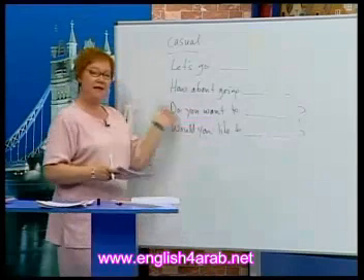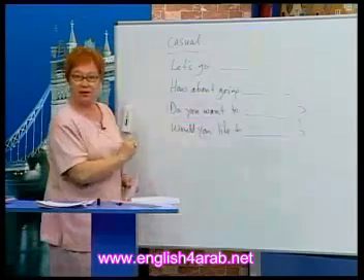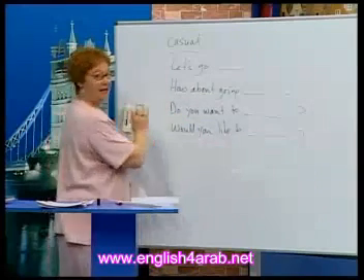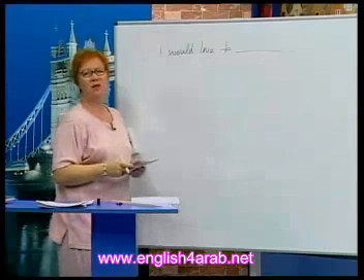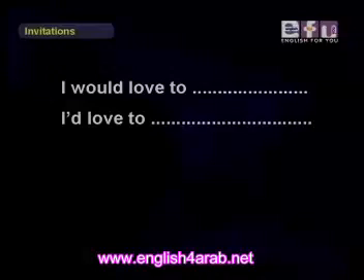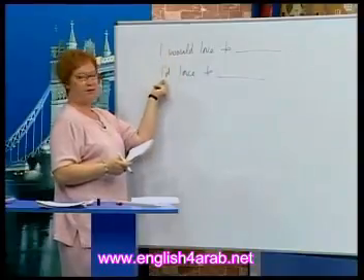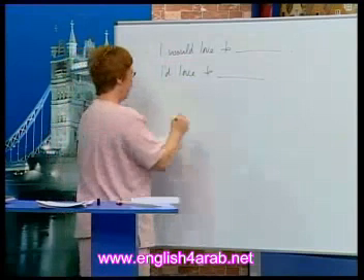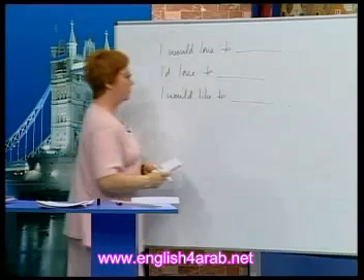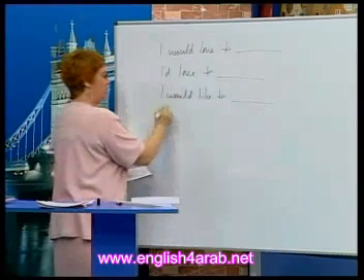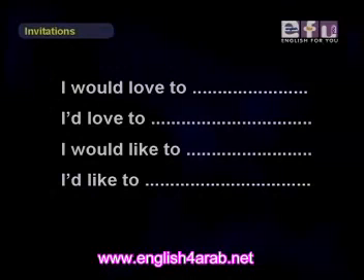Now, these were the invitations. Let's look at how to say yes, politely. I would love to. I would love to have dinner with you. Or I'd love to. These are the same, but this one is shorter. I would like to. I would like to have dinner with you. And again, we make it shorter. I'd like to.